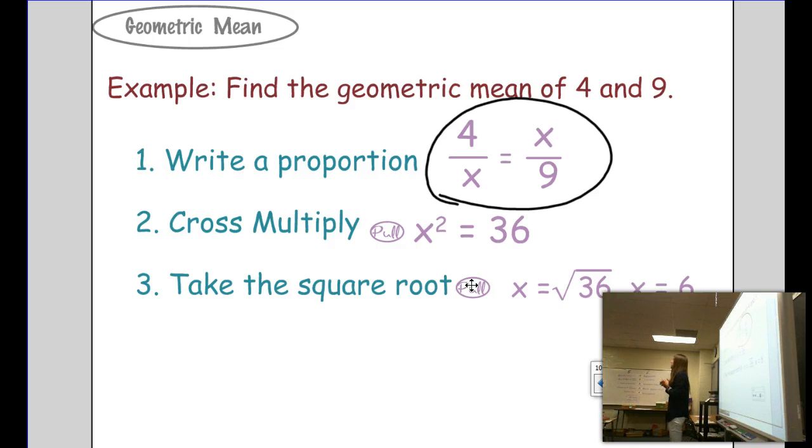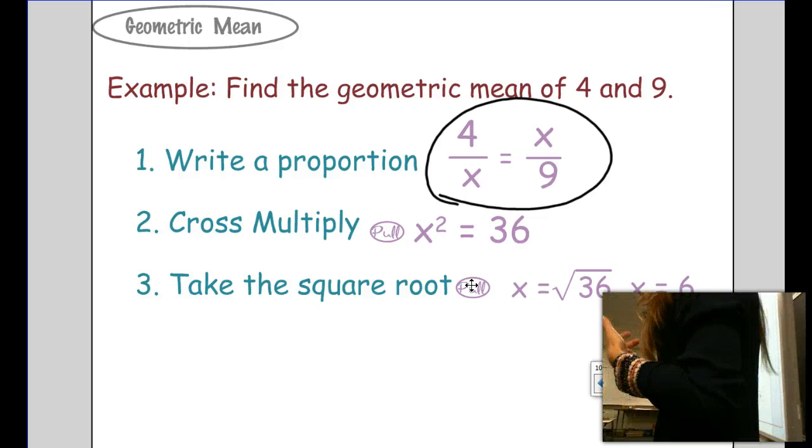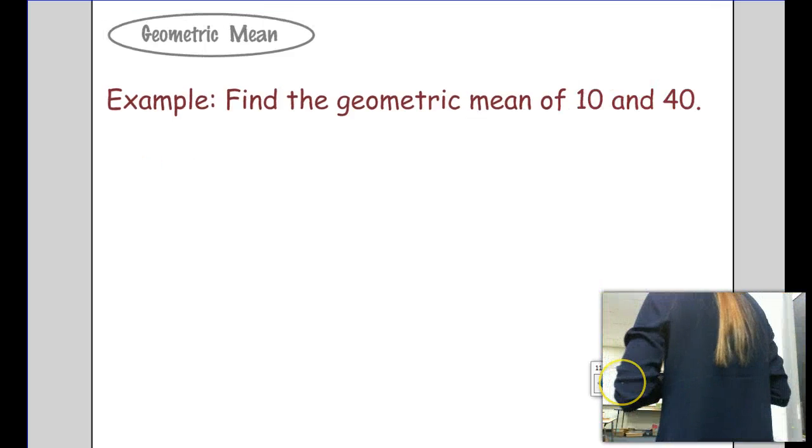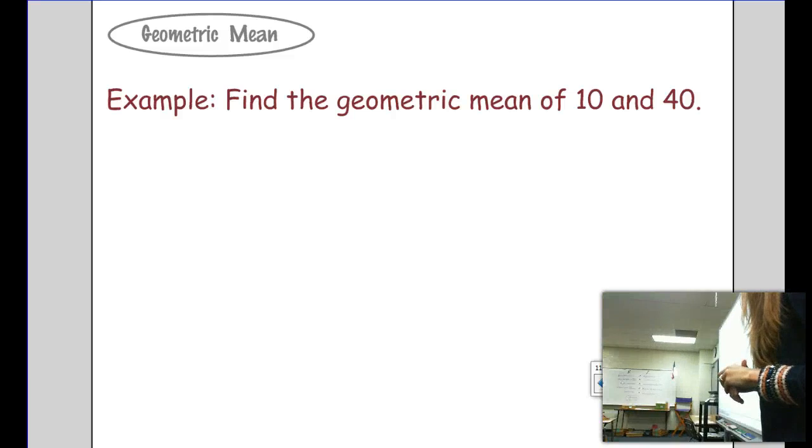What's the arithmetic mean of 4 and 9? The arithmetic mean. Add them up and divide by 2. I'm curious, what is it compared to 6? 6.5? So they're pretty close. In this example, they're pretty close. The larger you get in your range away from your numbers, the larger the difference will be between the two means.